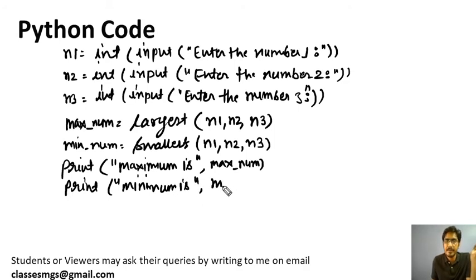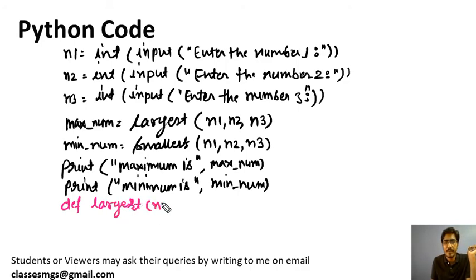We will print minimum number. So this is all. Now we will write the two definitions. Two definitions I will write. I have already written in the last slide. Let me write again here.